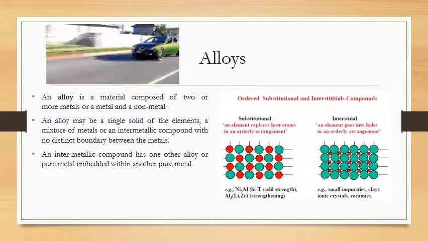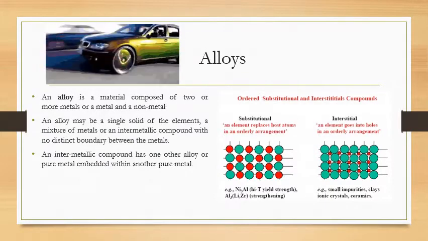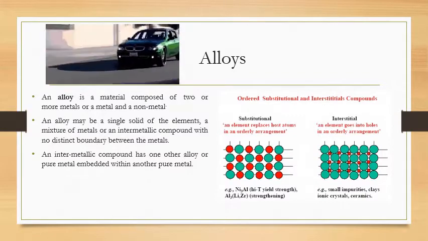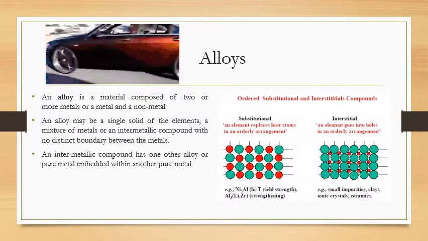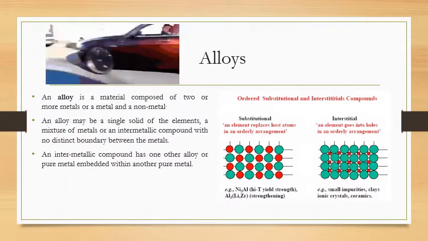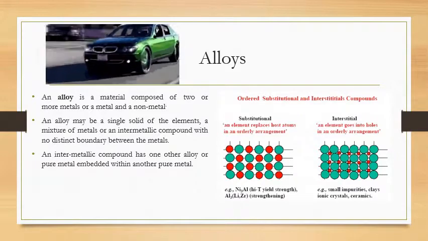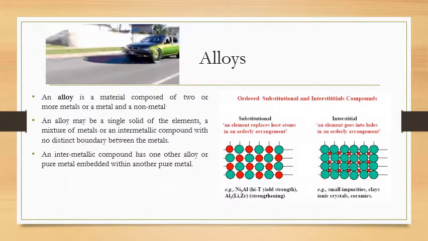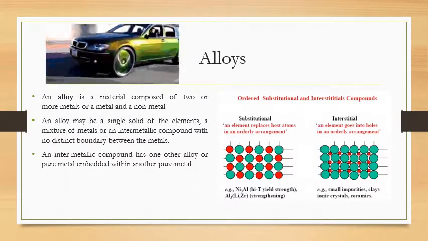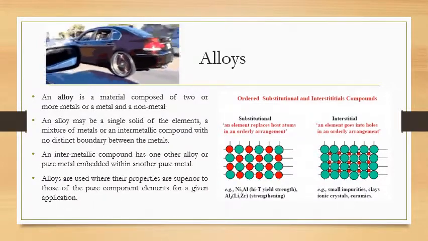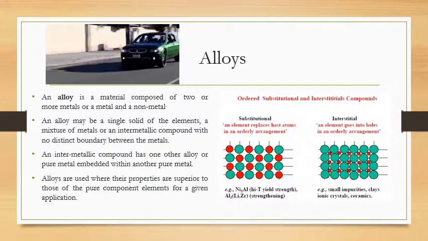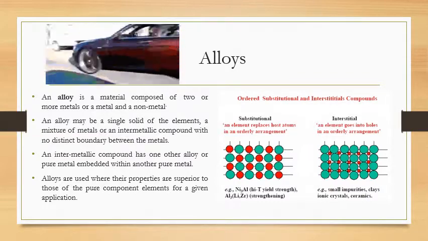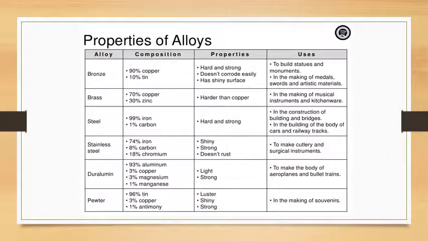There's the example there. Don't have to know this in great detail, but you have either interstitial or substitutional alloys. Okay, so if substitutional, an element replaces host atoms or the other metal in an ordered arrangement. Or the other way you could do it is you have one metal and the other metal kind of fits in the gaps, which is known as interstitial. Or that could also be carbon, for example, in the case of steel. And alloys are used where the properties are superior to those of the pure component elements for a given application, which moves us on to the last slide, the properties of alloys and what metals are used for.